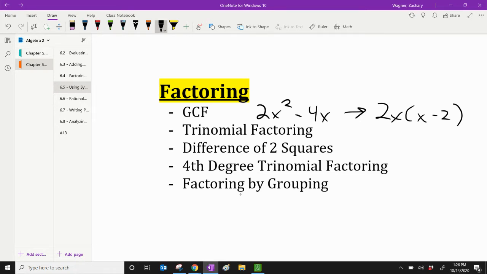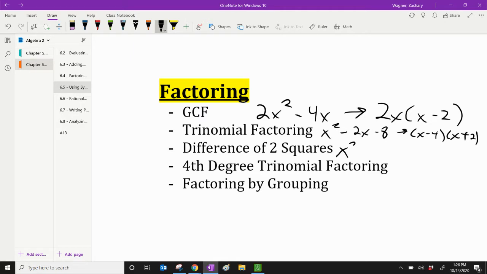Trinomial factoring is what we've been doing since Algebra 1. If I told you x squared minus 2x, let's say minus 8, right? What two numbers multiply to negative 8 that add up to negative 2? That's going to be negative 4 and positive 2. Because negative 4 times 2 equals negative 8, and negative 4 plus 2 equals negative 2.